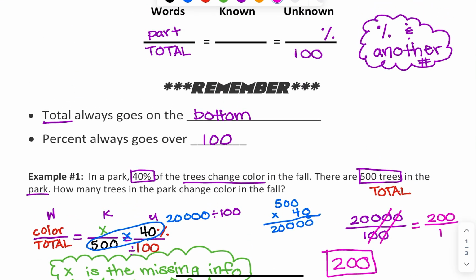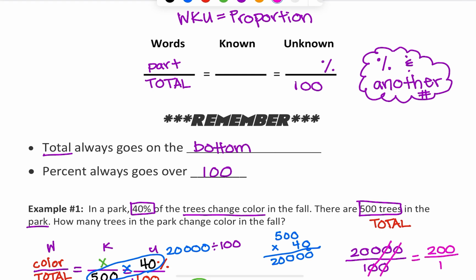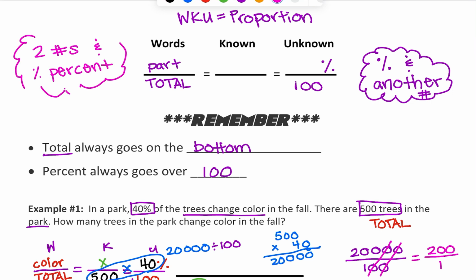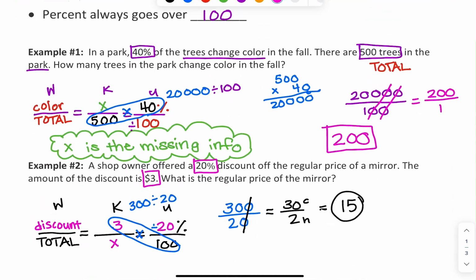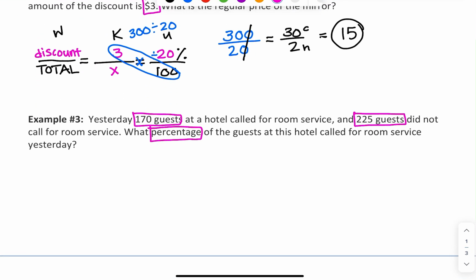So this is the other type of problem. So let's go back up to the top. So if I have two numbers and either a percent or the word percent, then I can set up a WKU. So it's gonna have to have the word percent or the symbol, okay? So now when I set up my proportion, 3 lines, okay, W, K, U, my percent goes over 100 and total goes on the bottom, okay?